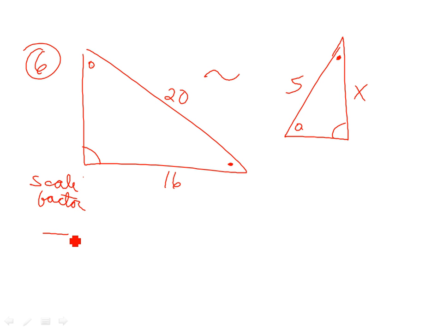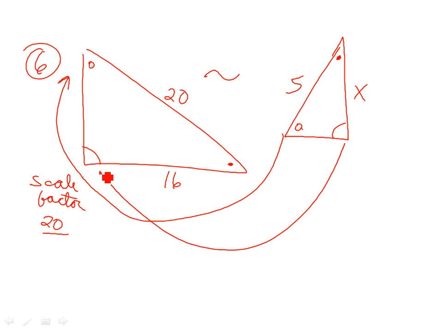20. So if we pick 20, what side does 20 match up to over here in this one? You got to be careful, right? Because this triangle has to be sort of spun around. This is going to go up here, this is going to go over here, and this one's got to come down to here. So you got to spin it around to match it up. So it matches up to 5.